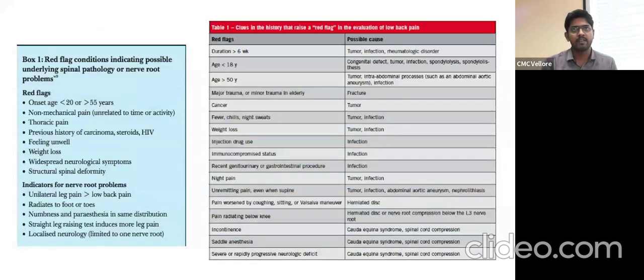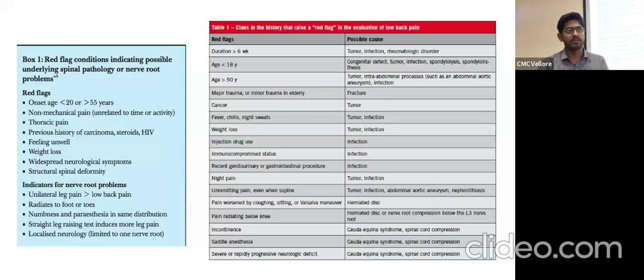So whenever we see a patient in OPD who came with low back pain, we should look for the red flag signs which could indicate some other underlying disease. The onset of age less than 20 years or more than 55 years. Non-mechanical pain which is unrelated to time and activity, associated with any previous history of carcinomas or family history of malignancies, any steroid use, any weight loss, or any neurological symptoms. And if the duration is more than 6 weeks, which could be an indicator of any tumor or infection or rheumatological disorders.